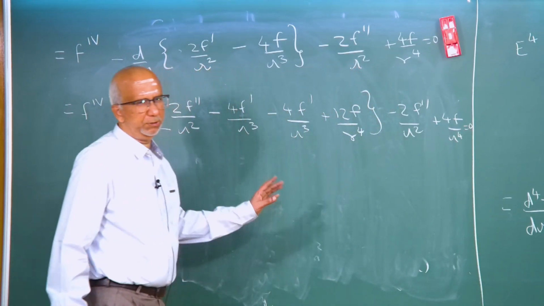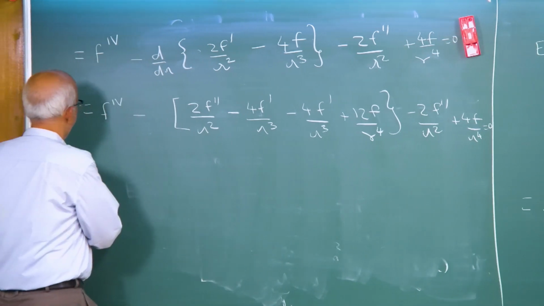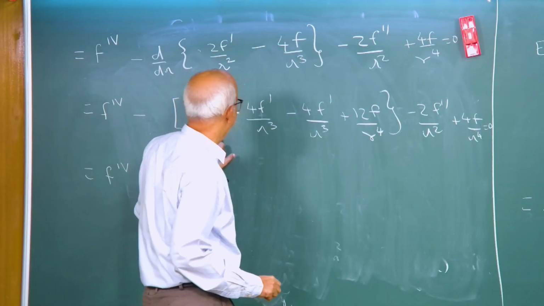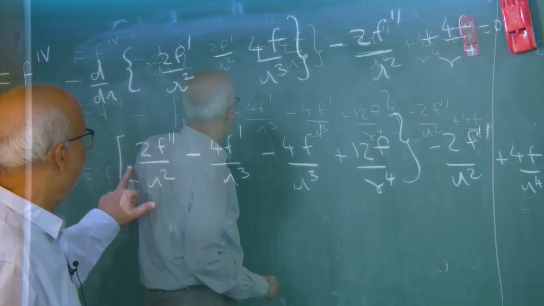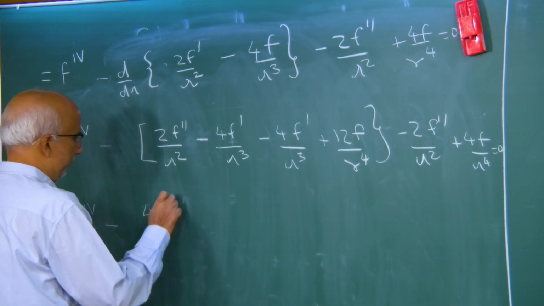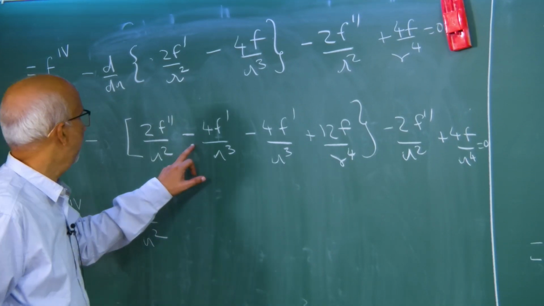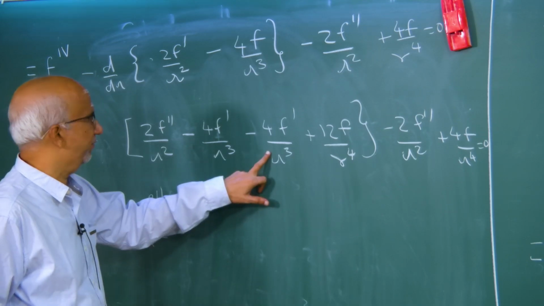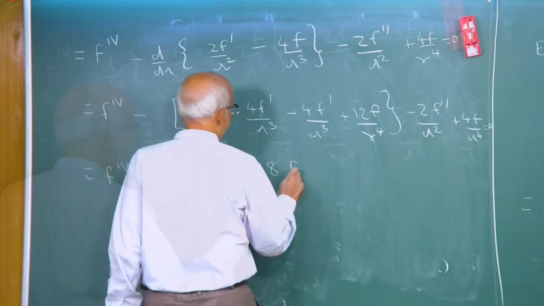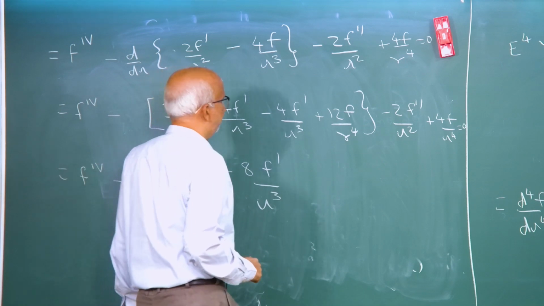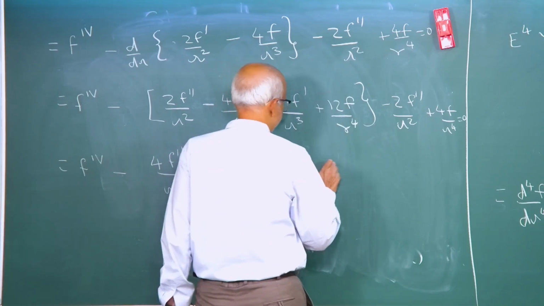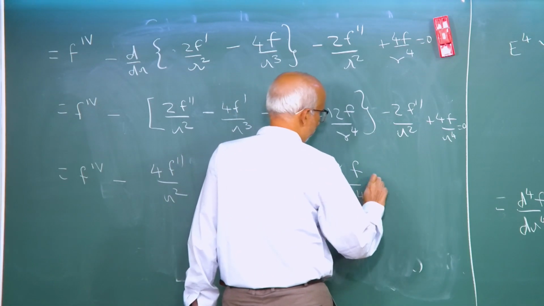So I mean you can do this peacefully, and now you just group all the terms together. Fourth derivative, I don't have any third derivative, I only have the second derivative. I have minus 2f by r squared, 2f double dash minus 2f this thing, so it is minus 4f double dash by r squared. Then I have minus 8f dash by r cube, minus and minus is plus by r cube. Okay, and what do I have? Plus 8f by r to the power 4 equal to 0.